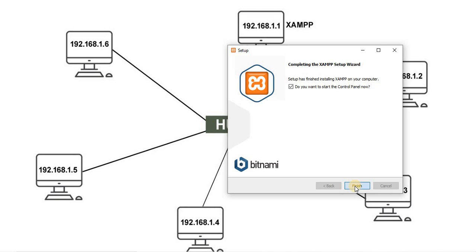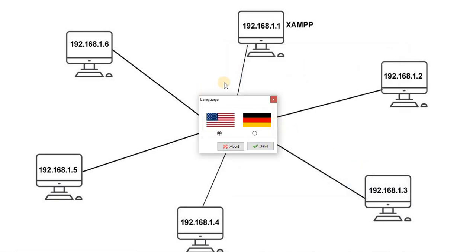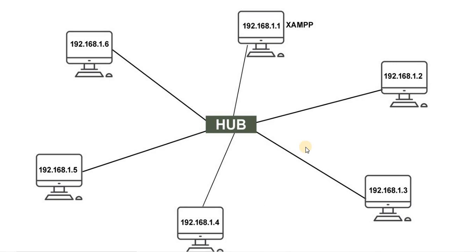Now I have to click the finish button, and after that I have to save the language setting. In which language am I going to run this XAMPP server? There are two languages, and I can select either of them. I'm going to select English, US English. This has already been selected. Now I'll click the save button, so this will be saved.